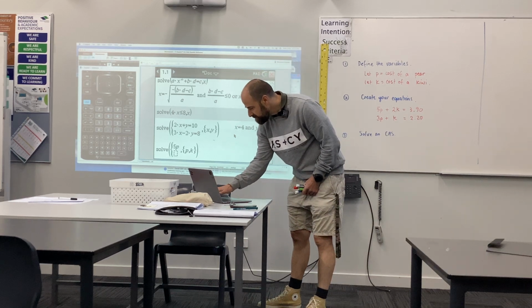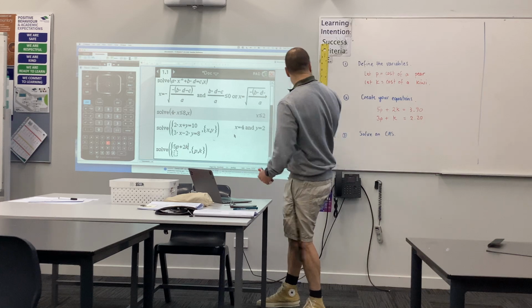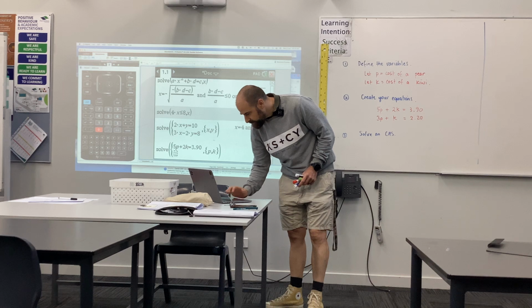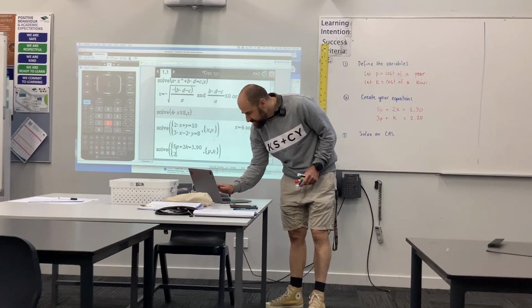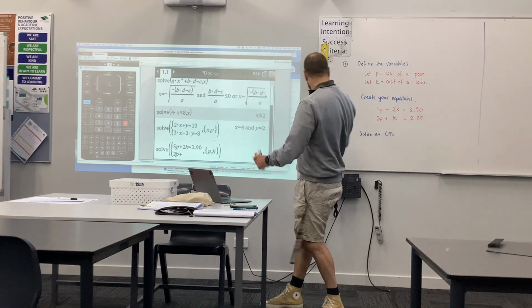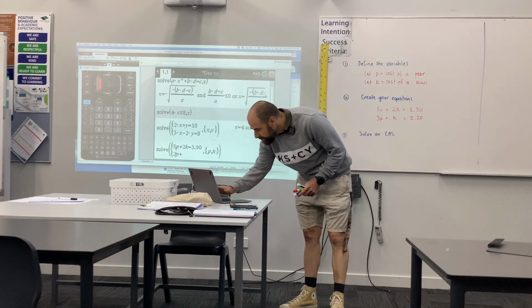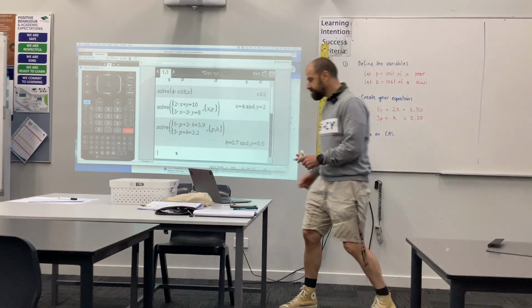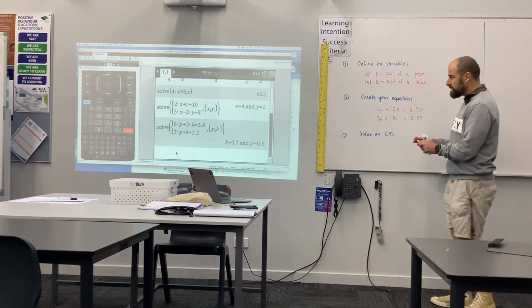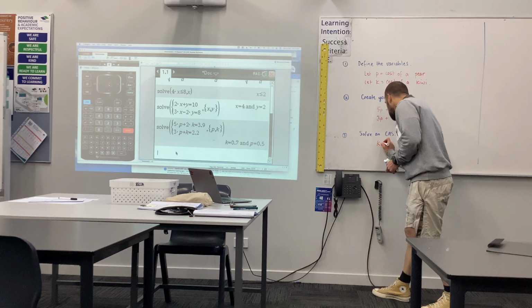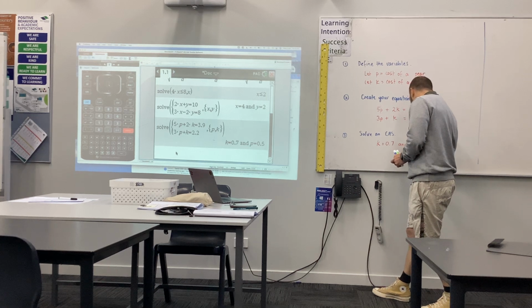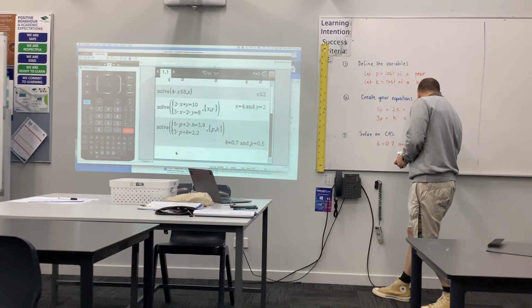5p plus 2k equals 390 and 3p plus k equals 220. So P equals 0.5 and K equals 0.7.